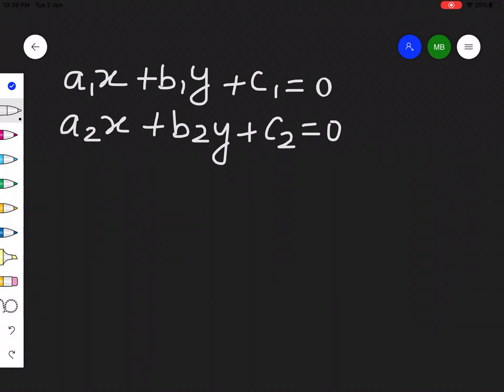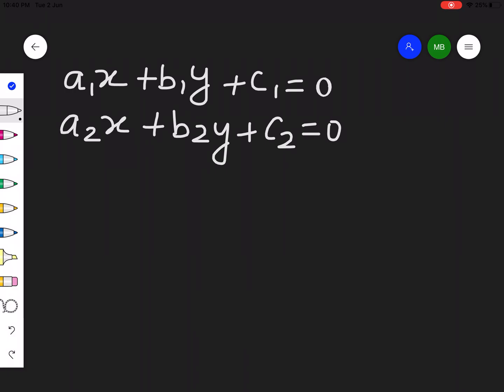In this video we will see what type of graphical representations a given pair of linear equations will have. So here are the two linear equations in two variables given. These are the equations in the general form, and I'm sure you all know this, right? If two equations are given, we know that each of these equations corresponds to a line in the plane.